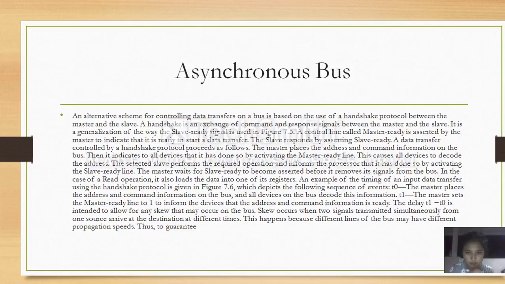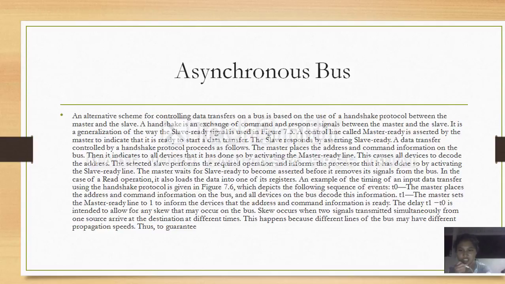The selected slave performs the required operation and informs the processor that it has done so by activating the slave ready line. In case of a read operation, it also loads the data into one of its registers. An example of the timing of an input data transfer using the handshake protocol is given in figure 7.6, which depicts the following sequence of events.